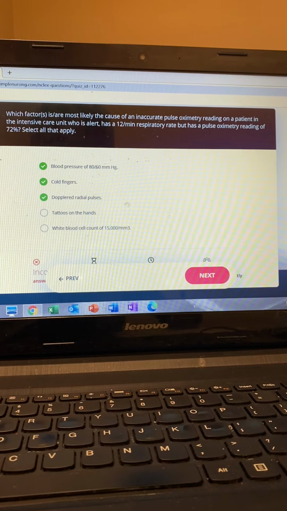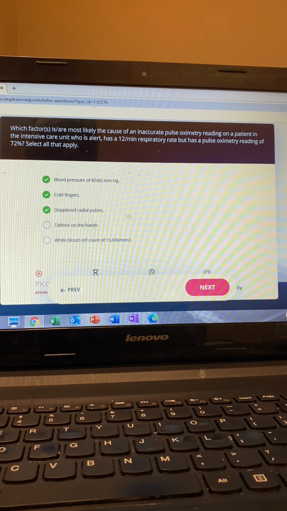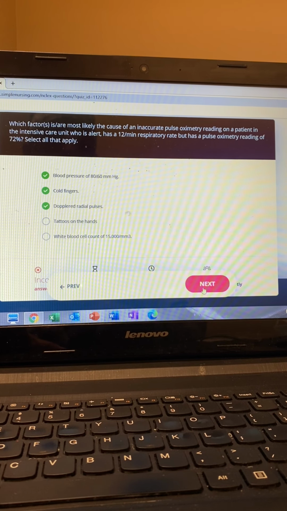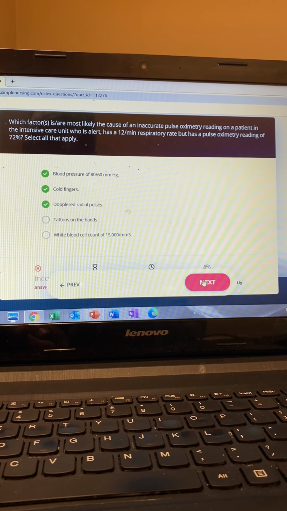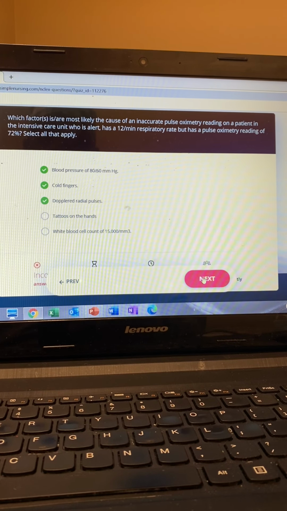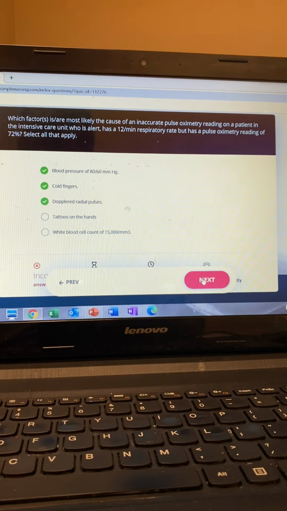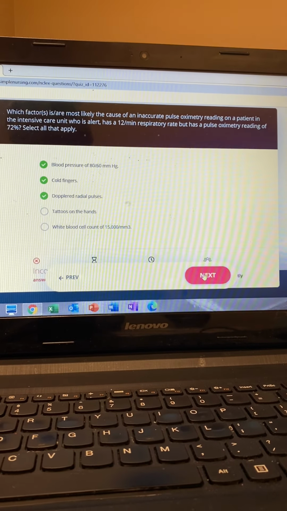Now option 4 is incorrect. Technically, tattoos on the hands really don't interfere with any type of pulse ox reading. And lastly, option number 5 is also incorrect. High WBCs, or white blood cells, doesn't interfere with any type of pulse ox reading. So guys, just remember, think pulse ox, think perfusion.